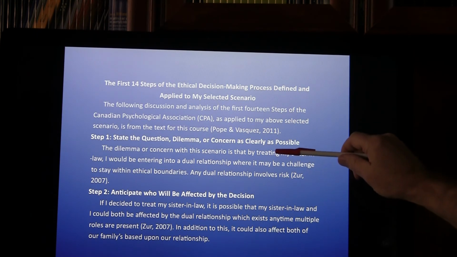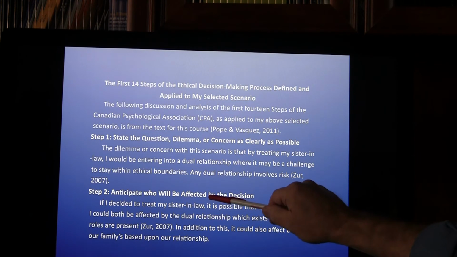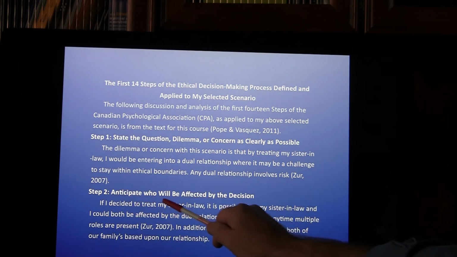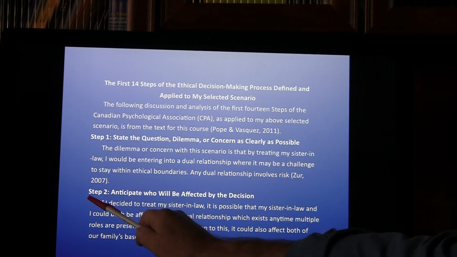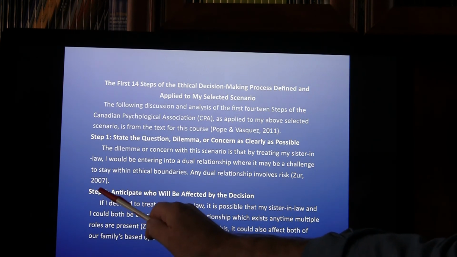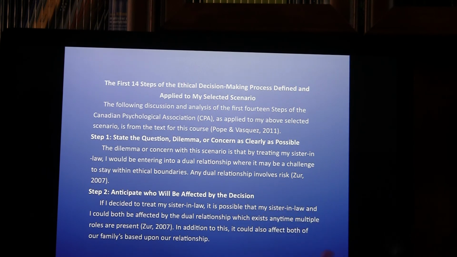Then I describe that particular step, and I go into the next heading, which is step 2, anticipate who will be affected by the decision. Again, it starts at the left side of the page, it's a mixture of upper and lowercase letters, it's in bold, and there is no period.